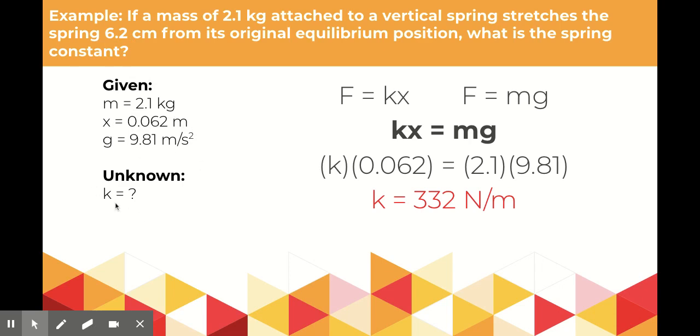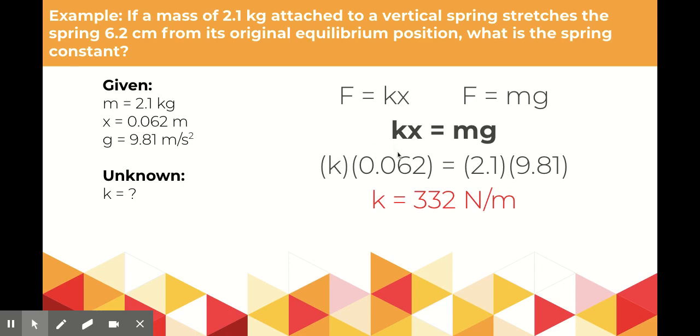We're trying to find the spring constant. So we have these two relationships. We know that force is equal to the spring constant times the displacement, and then force in another sense is also the mass times gravity. So because of that, we can derive our own relationship here, our own formula, and then substitute in our values to solve for K. So we know that K is the spring constant.